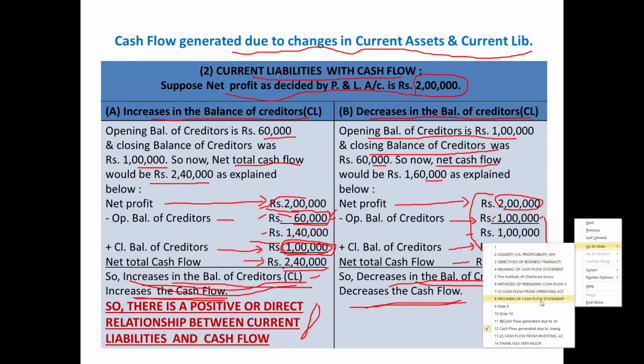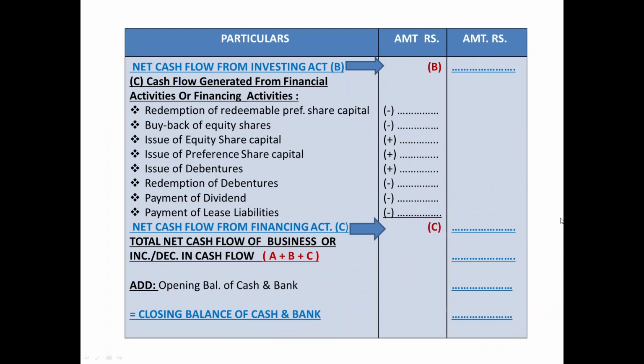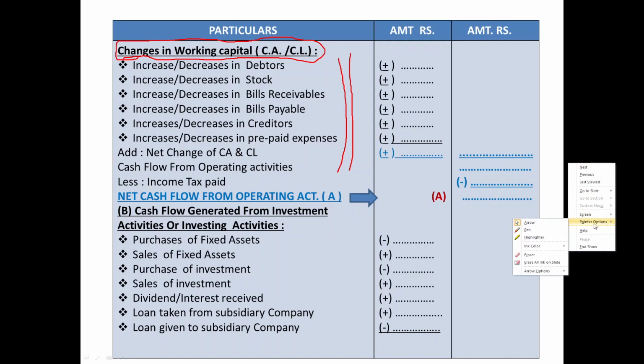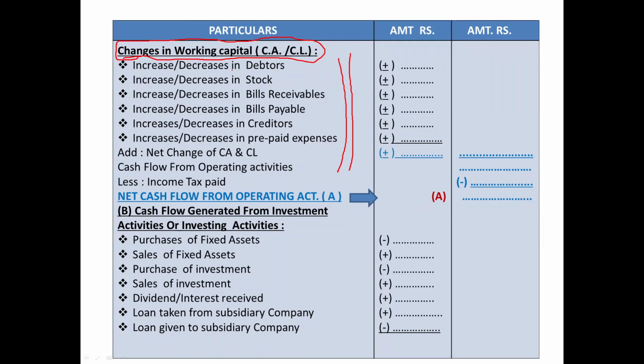Now let us apply it in the format of cash flow statement. Have a look. Changes in working capital, that is CA and CL, increases or decreases in debtors, increases decreases in stock or bills receivable, number of items of current assets, there might be more than these three also in a given practical question. Apply the relationship CA with cash flow, you know, negative relationship, and then CL with cash flow, positive relationship.